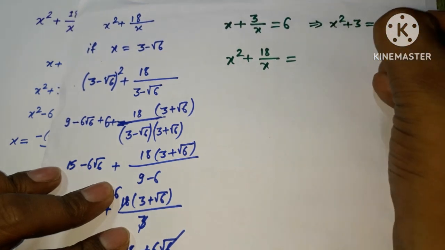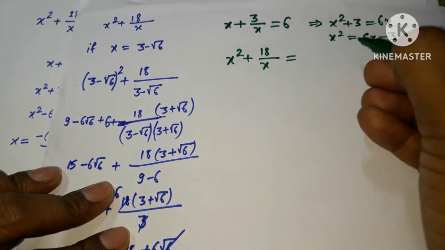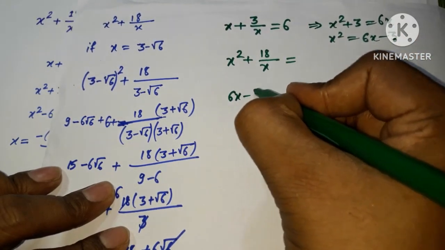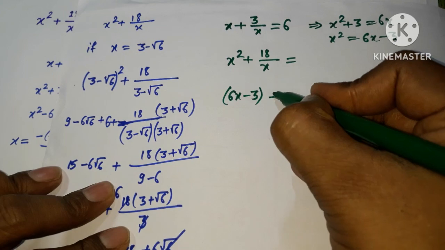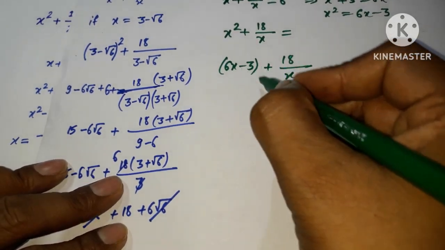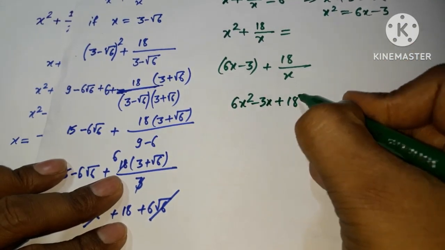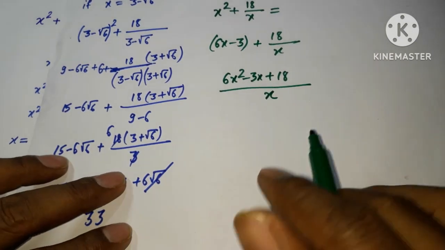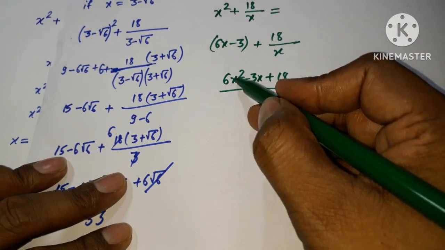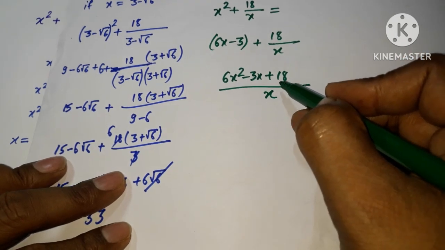This is x square plus 3 and it is 6x. So x square value is 6x minus 3. I'm just going to substitute this value here. So this one is coming 6x minus 3, and then I have 18 divided by x, so it is going to multiply, and I have 6x square minus 3x plus 18 and divided by x over here. So this one we can get once again, we have 6x square minus 3x plus 18.